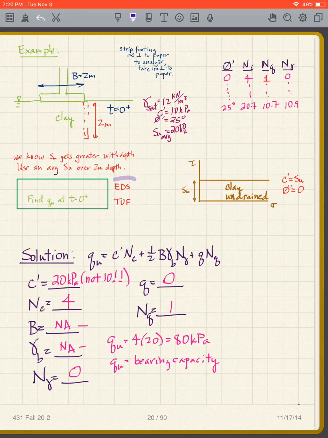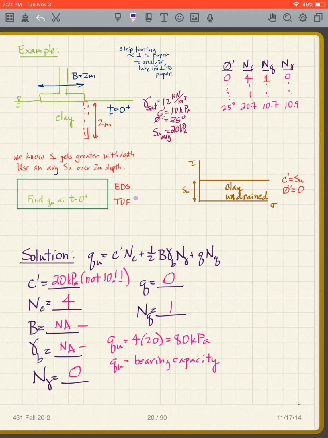And when we do that, we have to decide, are we EDS or are we TUF? Well, are we effective drained slow or total undrained fast? Well, we are total undrained fast, right? Because it's at t equals 0 plus, immediately after we loaded it. So we're assuming an instantaneous load, and we are taking the situation right after we applied the load.